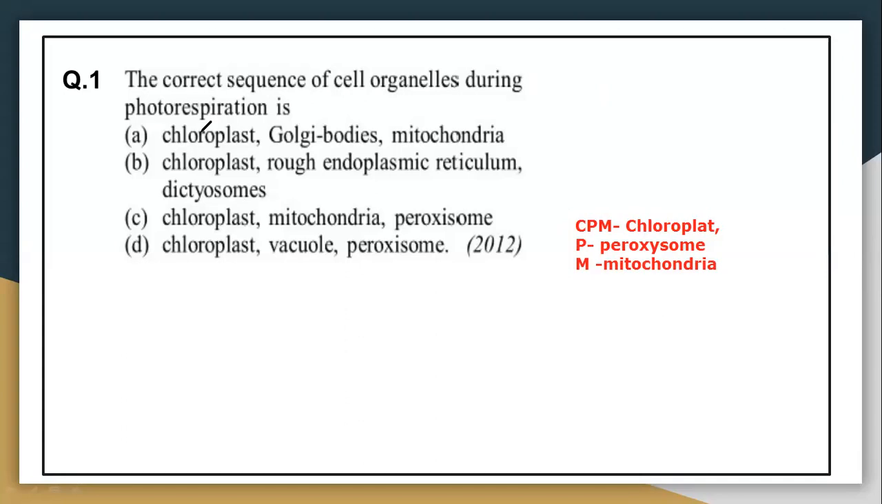See, first option: chloroplast, Golgi body. No, Golgi body is not involved. Another option is rough endoplasmic reticulum. No. Now see, vacuole. No. So option 3 is the correct answer: chloroplast, peroxisome, and mitochondria. Right. Now next question.